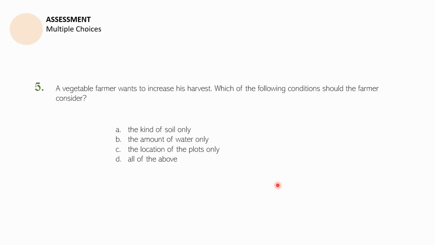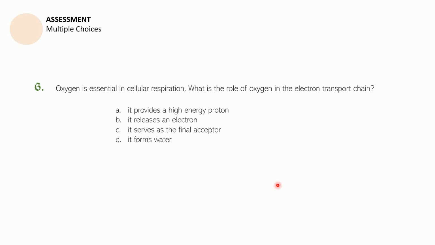You may pause this video to get more time. If you have decided to continue, that means you are ready for the next question. Question number 6. Oxygen is essential in cellular respiration. What is the role of oxygen in the electron transport chain? A, it provides a high-energy proton. B, it releases an electron. C, it serves as the final acceptor of electron. D, it forms water.